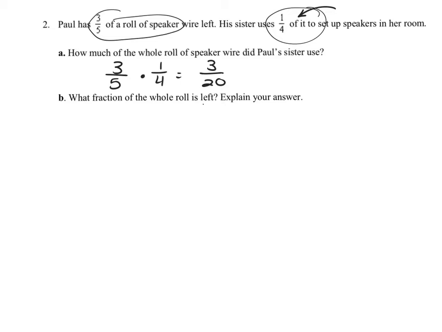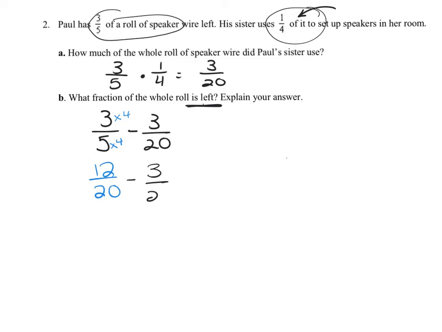So he only had 3/5. And left means we're going to subtract. But we have to remember when we're subtracting fractions, we have to have a common denominator. Well, 3/20 cannot be simplified, so we're going to have to scale up the 3/5. So 5 can change to a 20 by multiplying by 4. So I would also need to multiply the numerator by 4, which gives me 12. So we have 12/20 minus 3/20, which gives us 9/20 of the wire is left over.